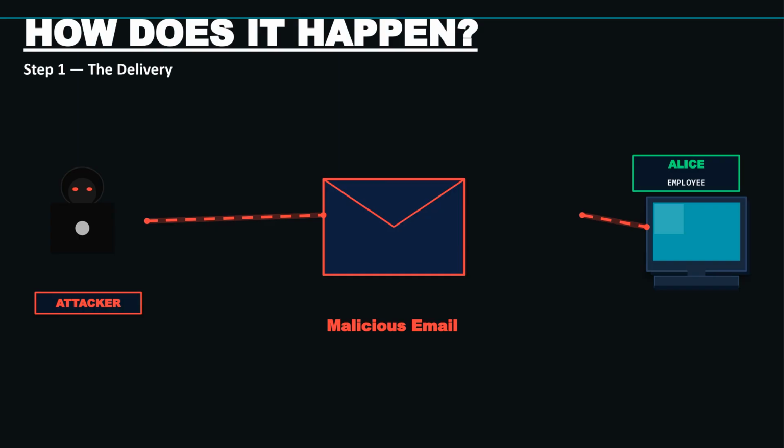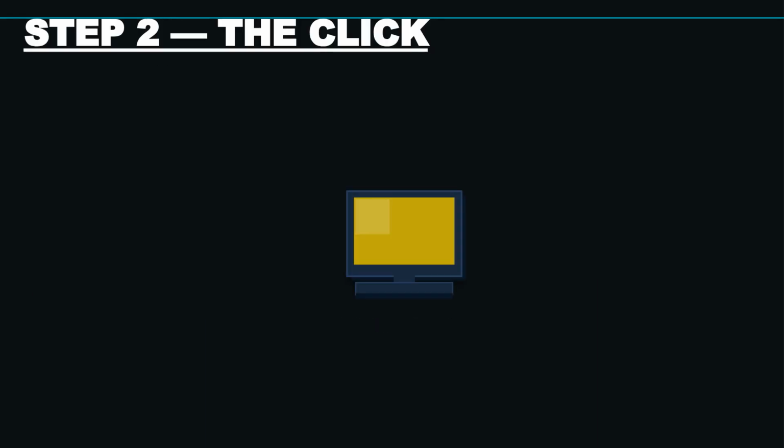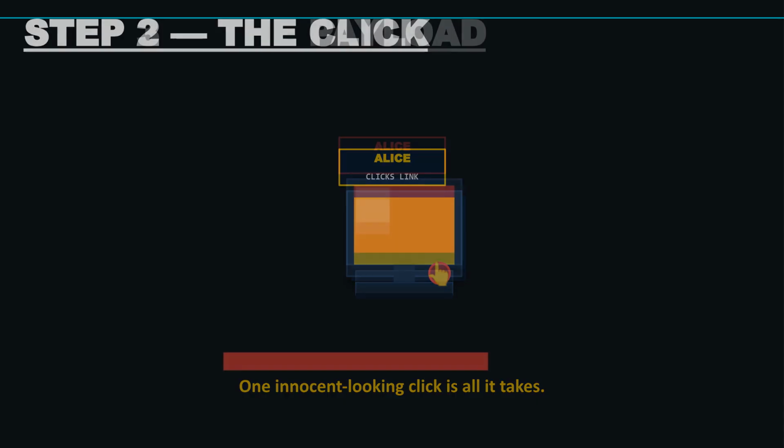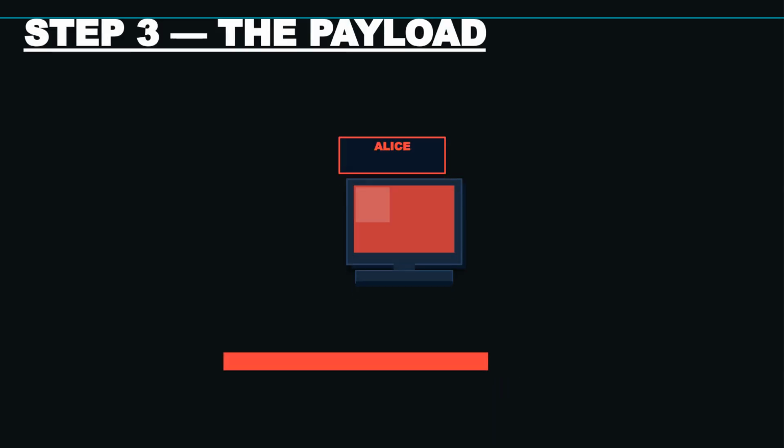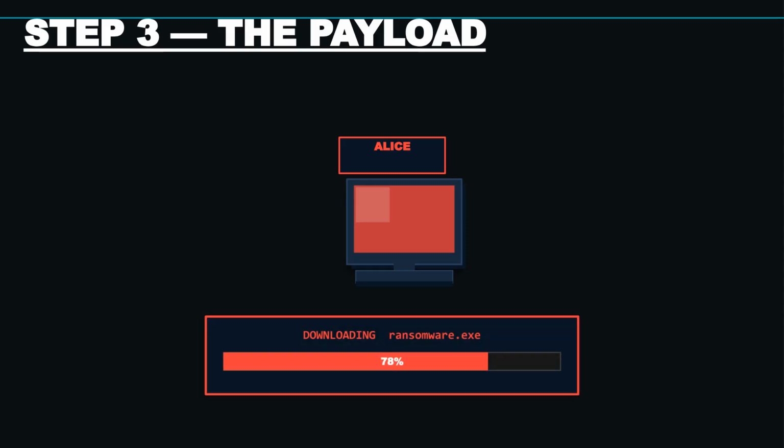Step 1 is the delivery, often through a malicious phishing email that looks legitimate, like an invoice or shipping notice. Step 2 is the click. Alice opens the email and clicks on a link or attachment. That innocent-looking click is all it takes to trigger the attack. Step 3 is the payload. Behind the scenes, clicking the link silently downloads the ransomware program onto the computer, infecting it.